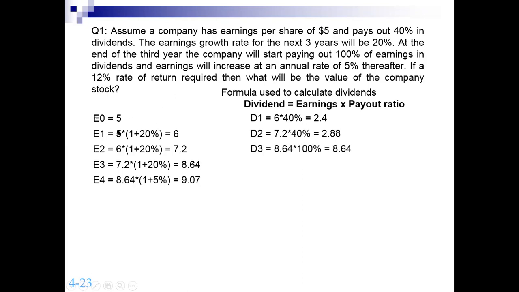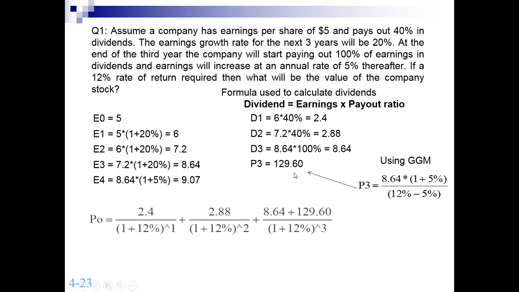I'm taking the earnings of last year, 5, and the first year earnings are 6. So we are calculating D1 of 2.4 based on the earnings given in the question. Again, using the Gordon growth model, we will be able to calculate a price of 129.6, and when you add all this, you will be able to calculate the price of 105.24.